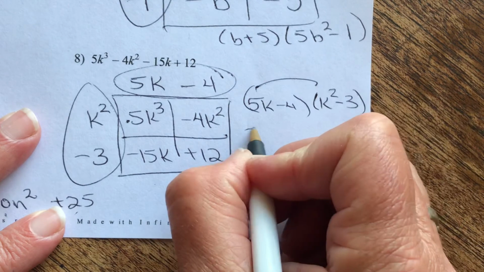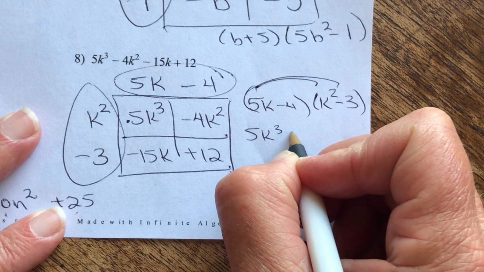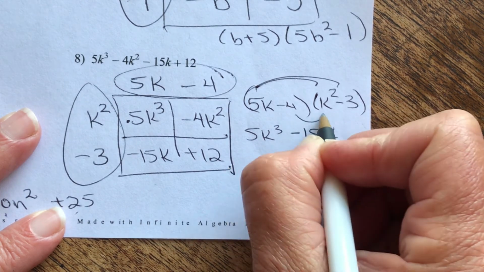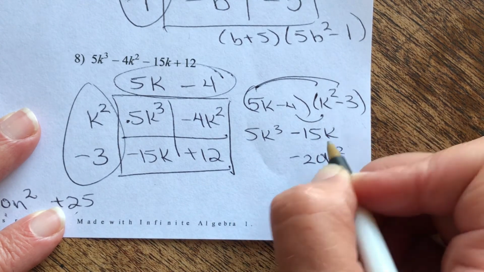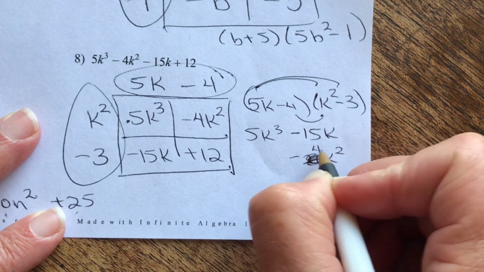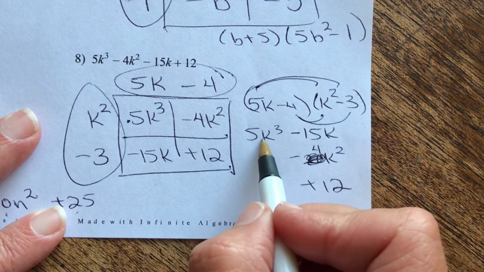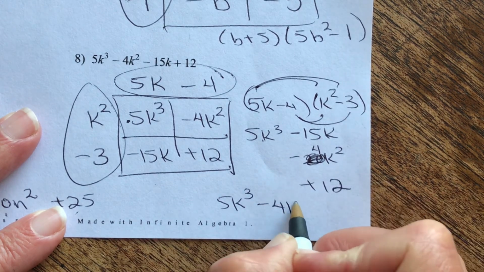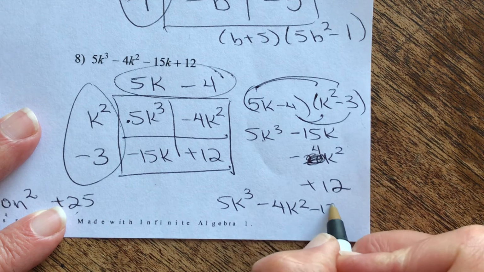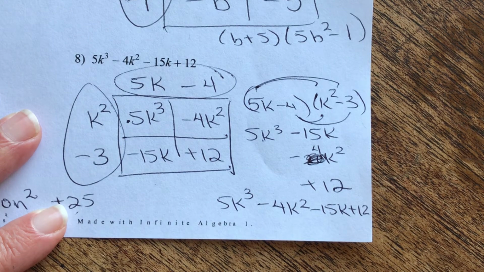We can double check our answer. Running out of room here. Whoops. That'll be a 4. My bad. And a plus 20. So let's make sure we have the same ingredients. 5k cubed, yes. Minus 4k, yes. Minus 15k, yes. And a plus 12 at the end. Squeeze that sucker in, yes. We have the exact same answer. So we know we did in fact factor it correctly.